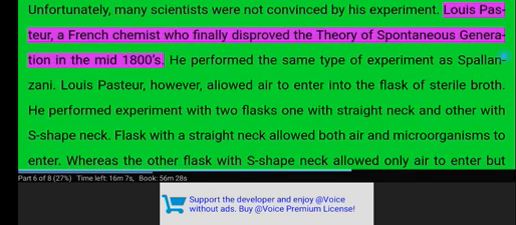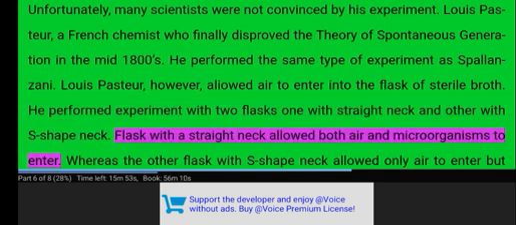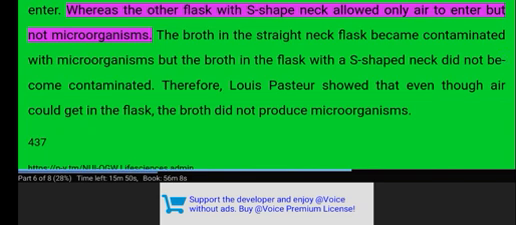Louis Pasteur, a French chemist, finally disproved the theory of spontaneous generation in the mid-1800s. He performed the same type of experiment as Spallanzani. Louis Pasteur, however, allowed air to enter into the flask of sterile broth. He performed the experiment with 2 flasks, one with a straight neck and the other with an S-shaped neck. The flask with a straight neck allowed both air and microorganisms to enter, whereas the other flask with an S-shaped neck allowed only air to enter but not microorganisms.